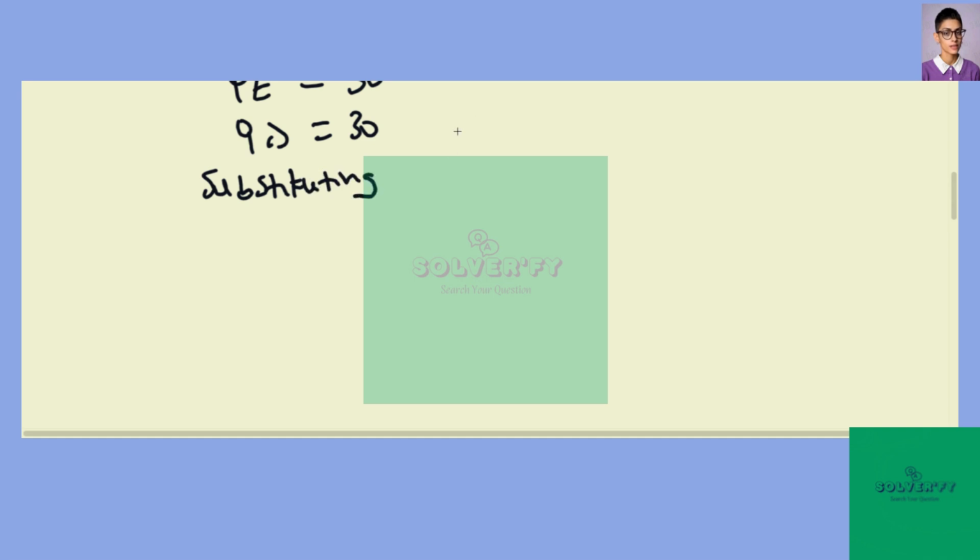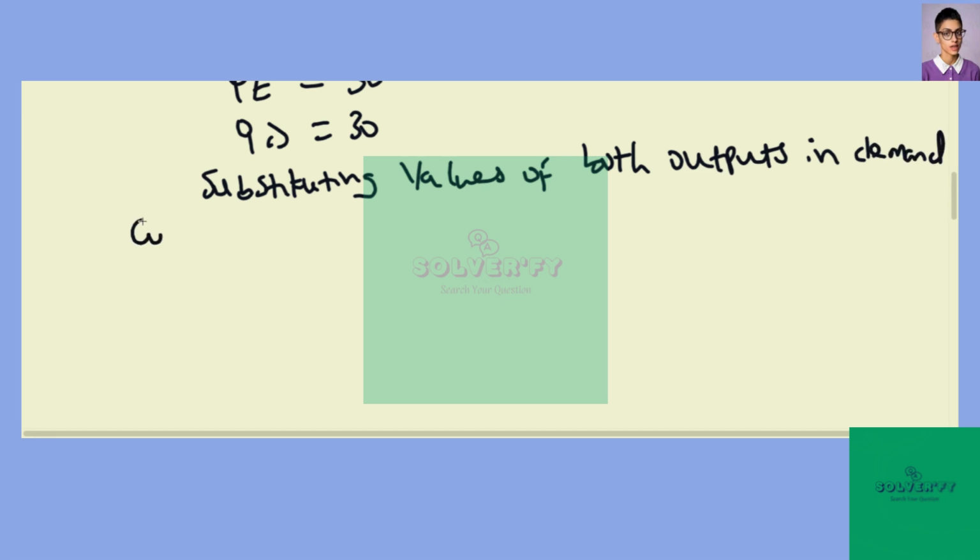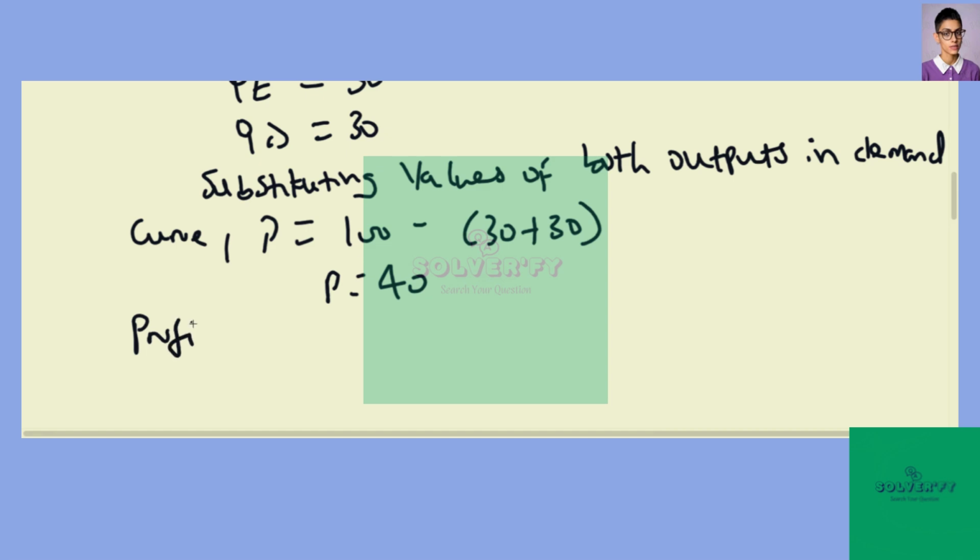So substituting the values of both outputs in the demand curve, the price will be equal to 100 minus (30 plus 30), and then the price will be equal to 40, because 100 minus 60 is 40.